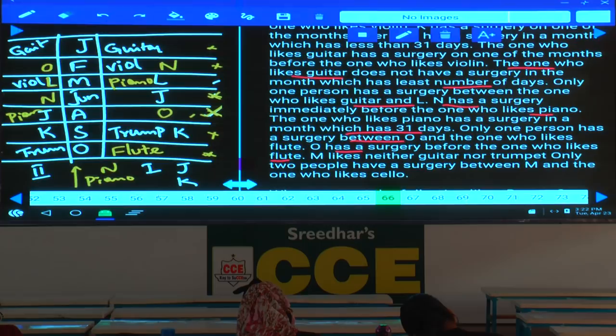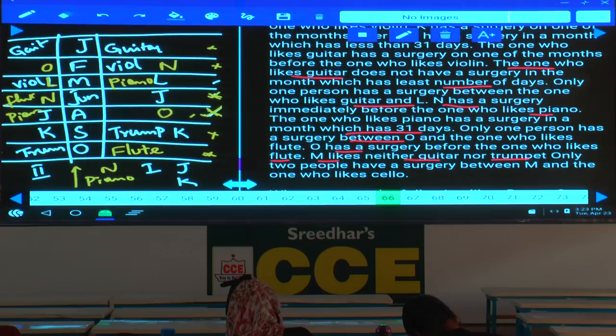Flute is in the month of June. Then, O has a surgery before the one who likes flute. That case is also valid. And next one, M likes neither guitar nor trumpet. M cannot be guitar, cannot be trumpet. Hence, what is the position of this M?